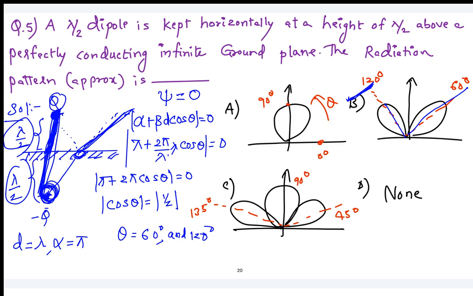So you can consider this as one element, and this is your second element, with a total separation of lambda, and the phase shift is 180 degrees because your incident and reflected waves have a 180 degrees phase shift. So if 0 degrees current is supplied here, you can assume 180 degrees is supplied here. Then you need to find the value of theta where your electric field is maximum. For maximum electric field, you have to equate the total phase to 0. After doing that, you will get theta equal to 60 degrees and 120 degrees. So by verifying the options, option B is correct.